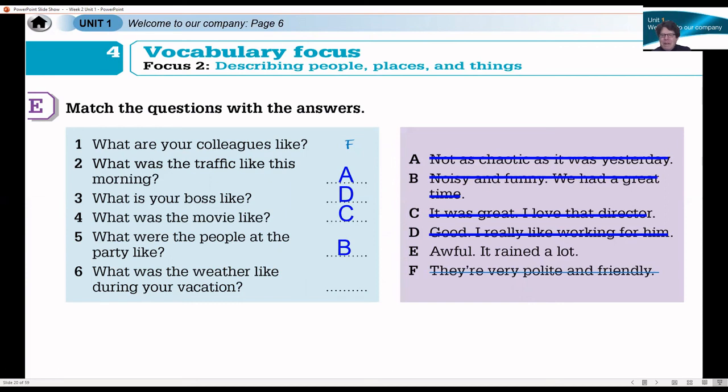I'm going to come back to that. What was the weather like during your vacation? Oh my God, it was awful. It rained a lot. All right. What were the people like? Noisy and funny. I want to make sure you understand this.